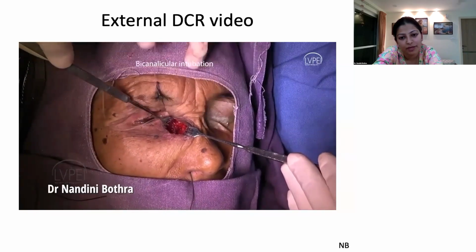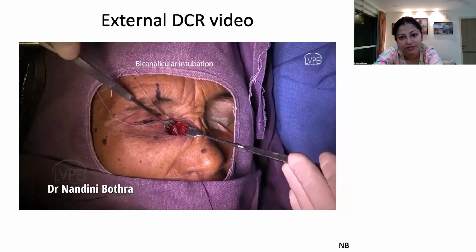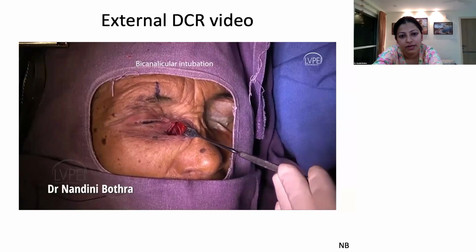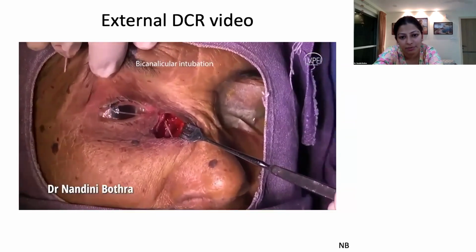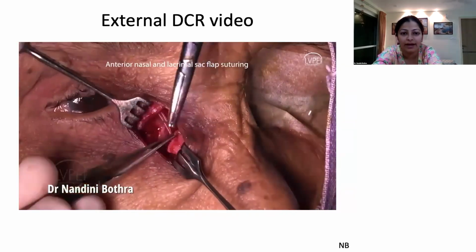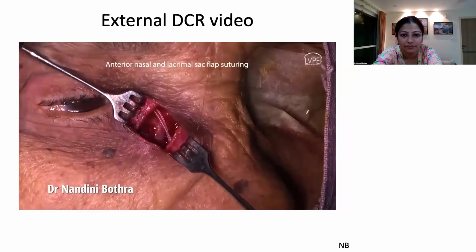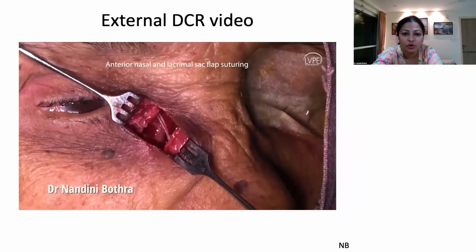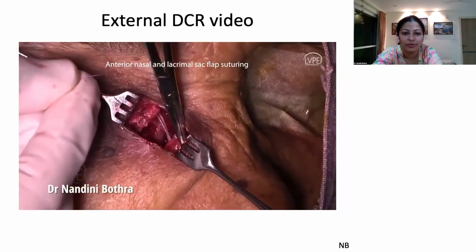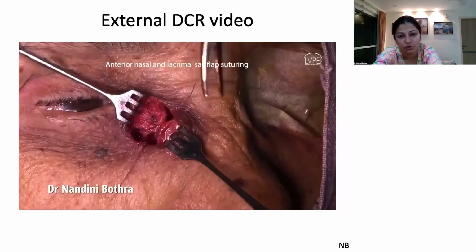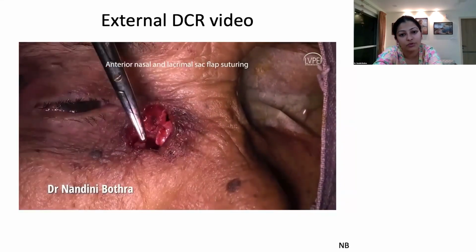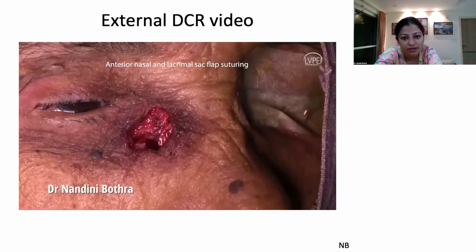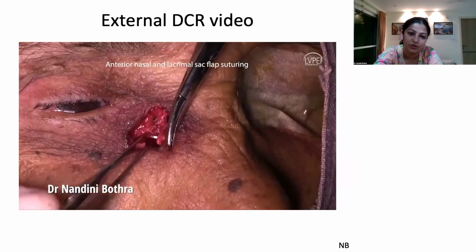So you push it from top and you pull it from down and your probe is secured. Now, once your intubation is in position, you will go ahead and suture the anterior flaps. Make sure that you do not include your intubation or your stent into the suture because that is going to create a problem when you're actually removing the intubation tube.